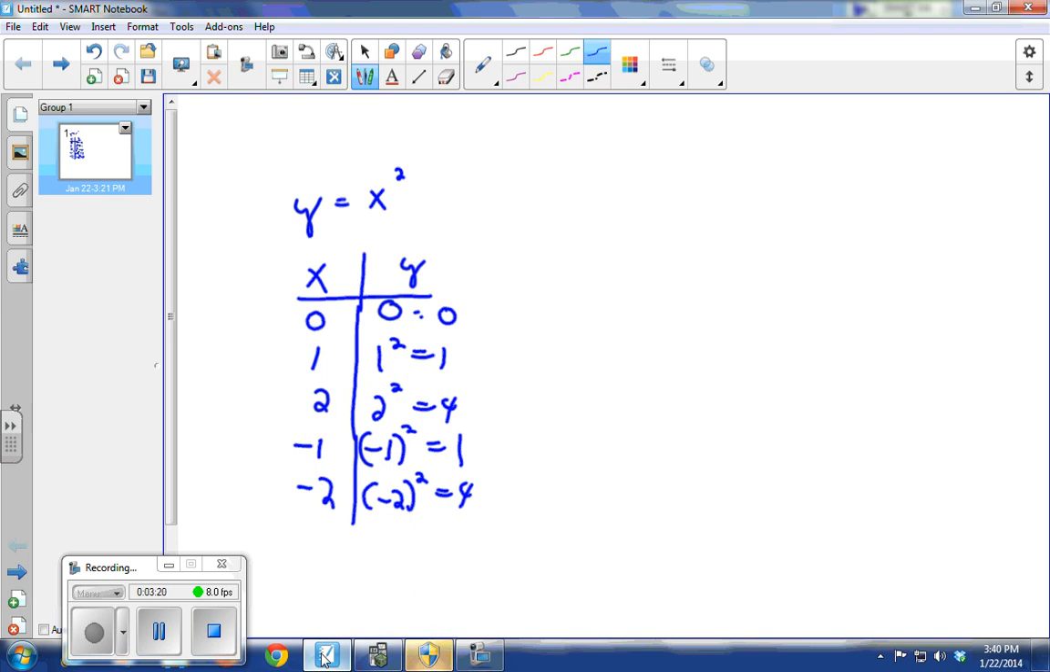Okay, so some points that we will want to see on our graph are (0, 0), (0, 1), (1, 1), (2, 4), (-1, 1), (-2, 4).